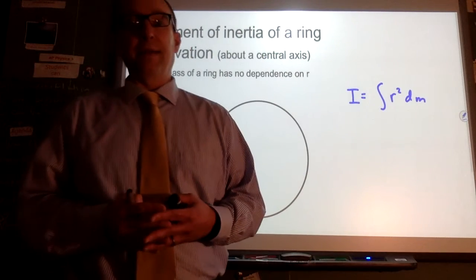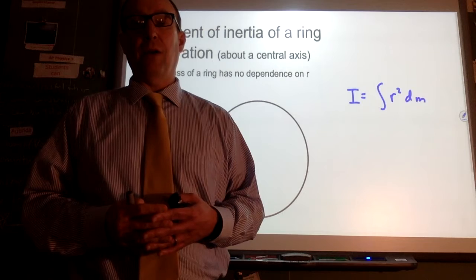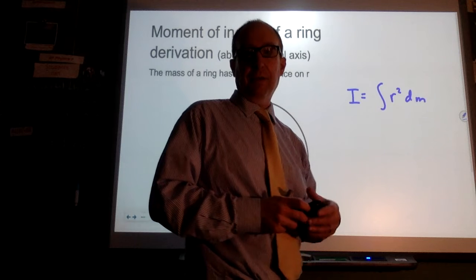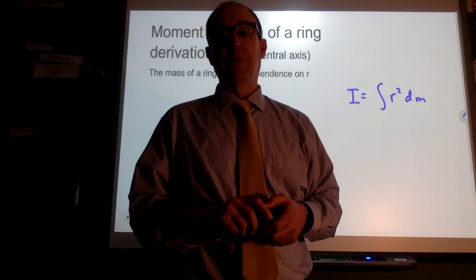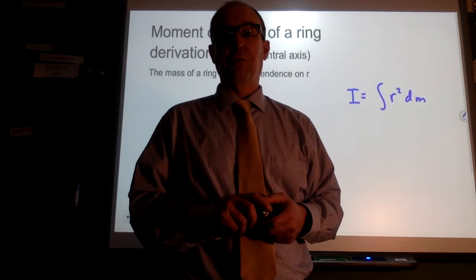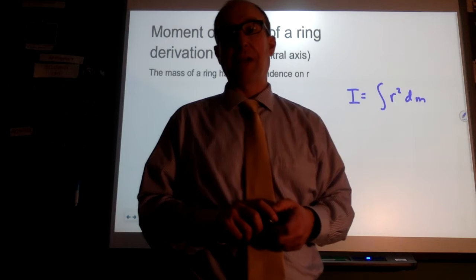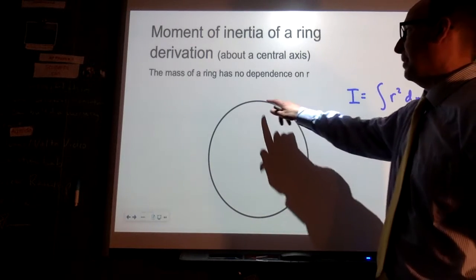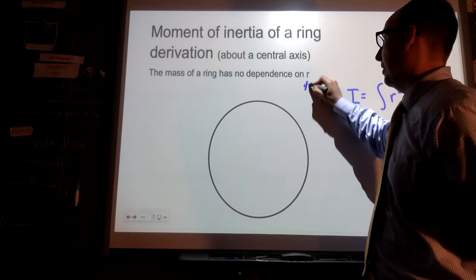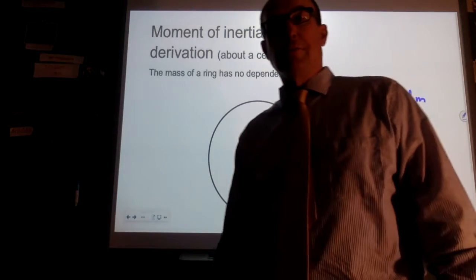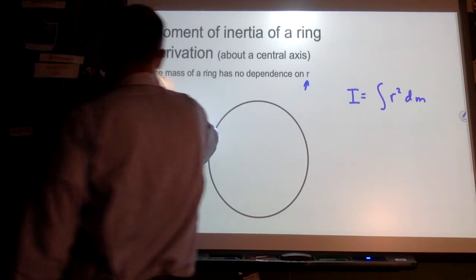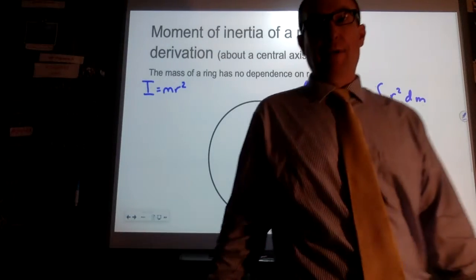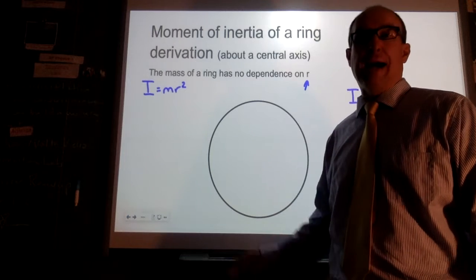Now, the problem with this is that we have a different variable and a different thing we have the derivative of. So we need to make them the same so we can actually do the integral. And so if I look at what this is, I'm going to say that the mass of the ring has no dependence on r. So very, very thin hoop. What's the moment of inertia? You might know what this is just from remembering that it's just mr squared, but we want to derive it.